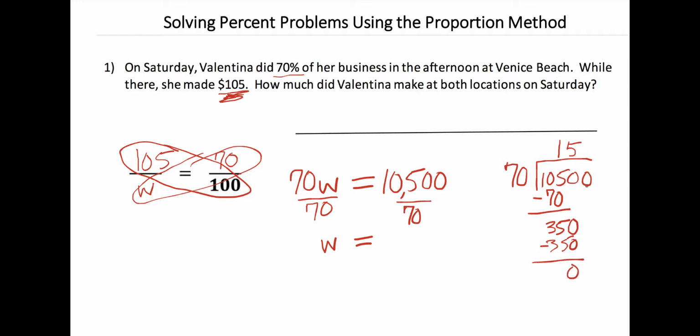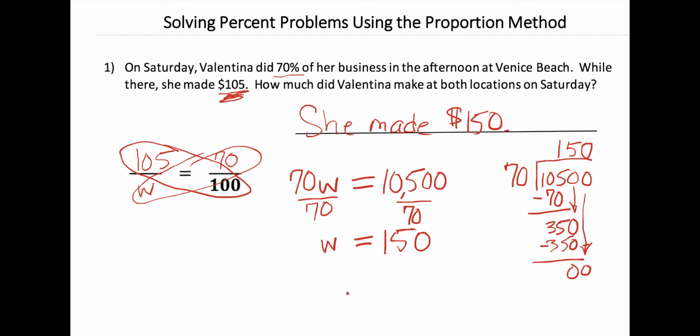Now we're not done because we have another 0 here. Look, we accounted for this 0 right here. We brought that one down. But we also have to bring this one down. We have to account for it. So don't stop. 70 doesn't go in, so it's really just 0. We're just carrying that 0 over. So W then equals 150. How much did Valentina make at both locations on Saturday? And you can write, she made $150.